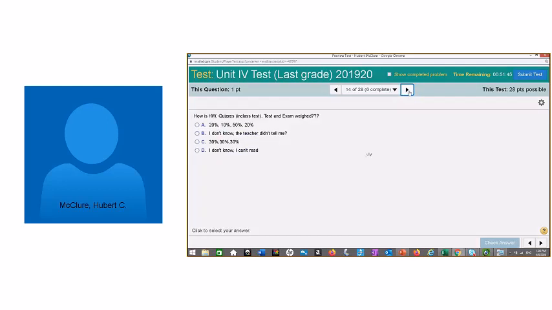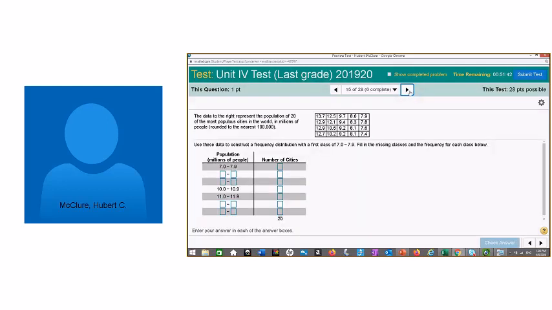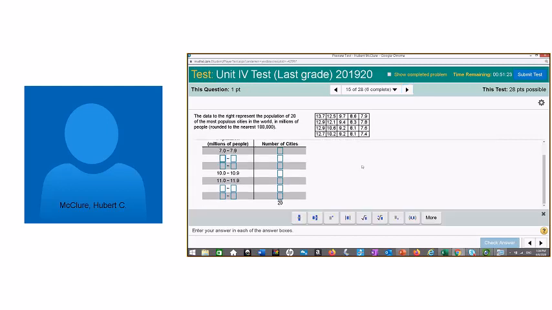Next. All right, the data to the right represents a population of 20. All right, so somebody, what is 10 minus 11? And 10.9 from 11.9? What's those two numbers? 1. So 1 is class width. So 7 plus 1 is 8. 8 plus 1 is 9.